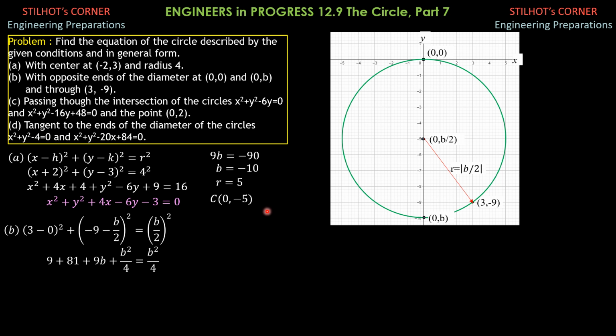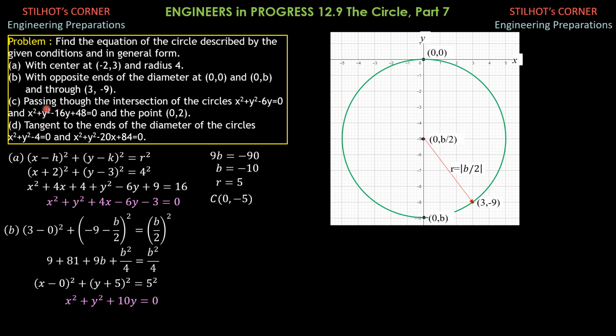So substitute into the standard form, x minus 0 square plus quantity y plus 5 square equals 5 square. So if we expand this, this is x square plus y square plus 10y plus 25 equals 25, cancel out 25. So the final answer is x square plus y square plus 10y equals 0.